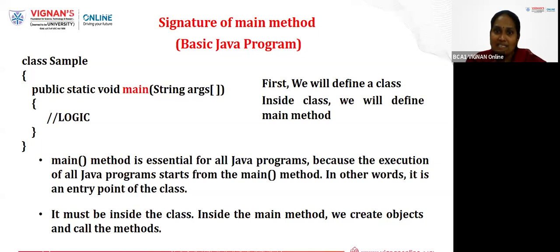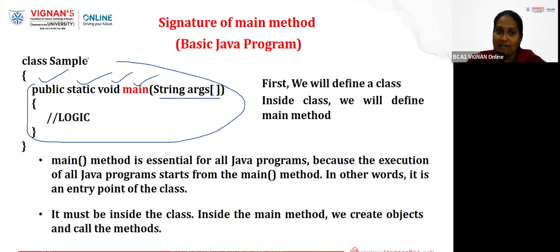Now, what is the signature of main function? How to write the main function? This is the signature of main function. Public, static, void, main, and String args. Every method, whatever the method we are writing in Java, that should be written within a class. Without class, I cannot write anything in the Java. So that's why the main method should also be written within a class only. Right. So here we will discuss about all these things.